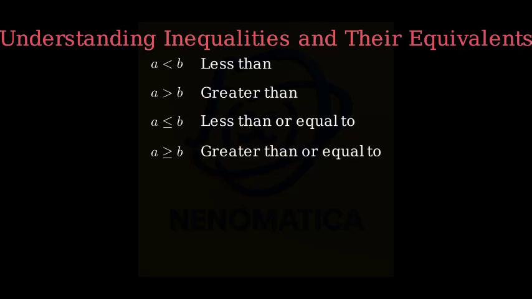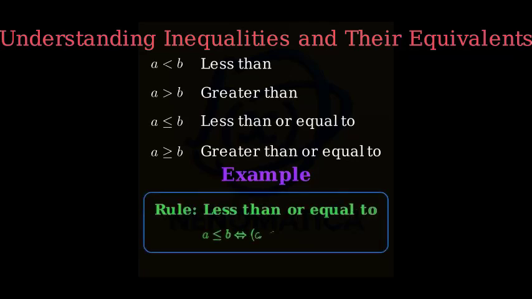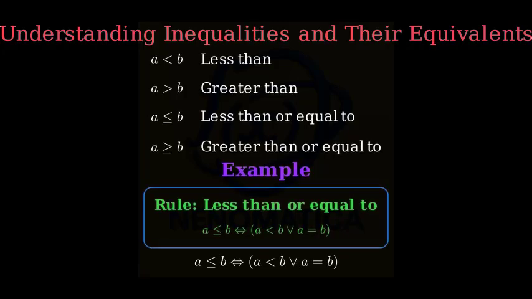It's important to note that these symbols help us express relationships between values where they're not necessarily equal. Now, let's look at an example of how to express inequalities in their equivalent forms. The first rule we'll look at is, a ≤ b can be written as a < b or a = b. This can be written using mathematical notation as, a ≤ b if and only if a < b or a = b.